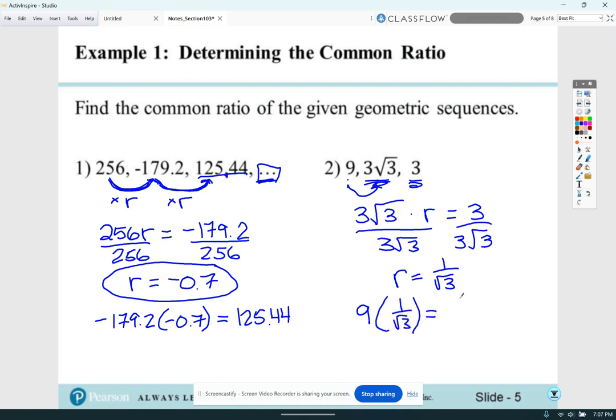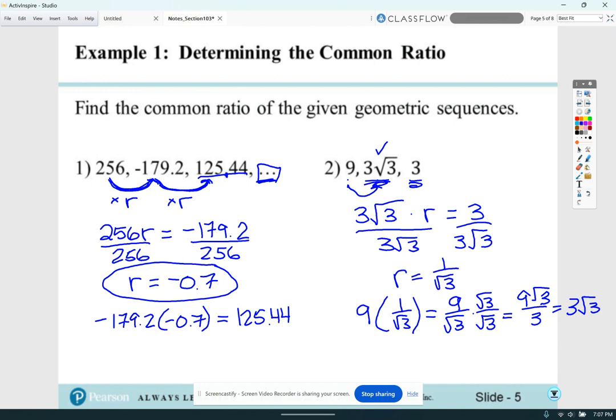So let's check our work here. 9 times 1 over root 3 is 9 over root 3. And if I rationalize by multiplying top and bottom by root 3 over root 3, I get 9 root 3 over 3. And if I reduce that, I get 3 root 3, which is the term I would expect to get when I take that first term times r.